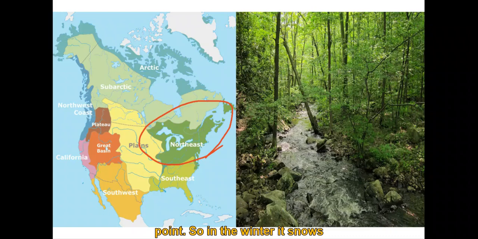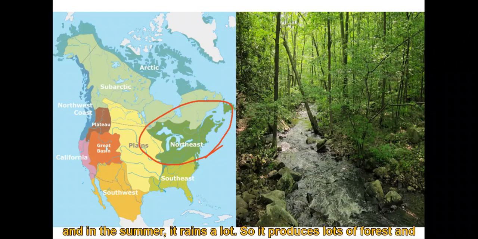So in the winter it snows, and in the summer it rains a lot. So it produces lots of forest, and they have lots of lakes and streams. And so for the Native Americans that lived in this area, this region is going to be home to deer, beavers, and other wildlife that would serve as a food source as well as being a source of clothing.